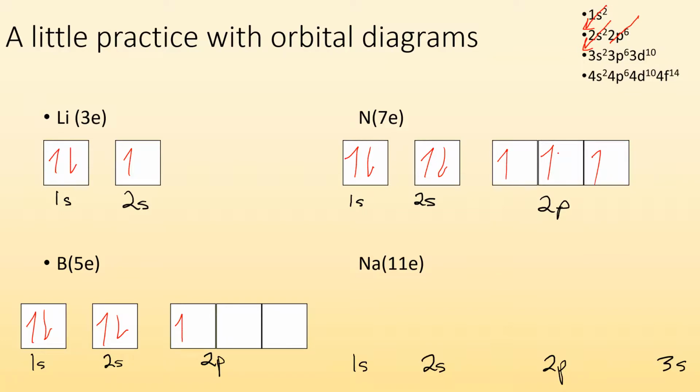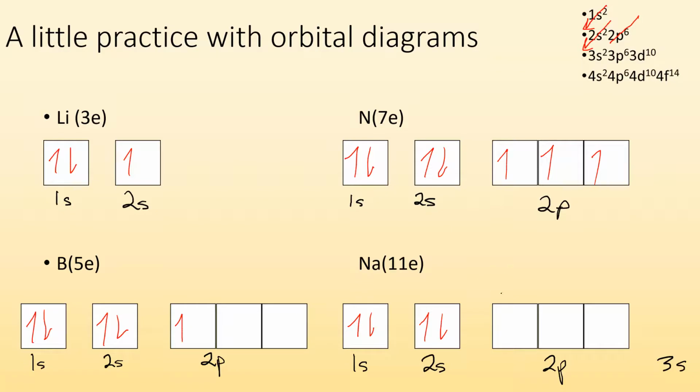Now sodium has 11. So again, I'm going to start with the 1s. So I go up, down. I've placed 2 electrons. My 2s, up, down, 4 electrons total. Onto my p. Well, let's see. I'm at 4, 5th, 6th, 7th, 8th, 9th, 10th electron. But now I need 1 more. So now I have to go into the 3s orbital. I only have 1 more left, so I put 1 electron in that orbital.